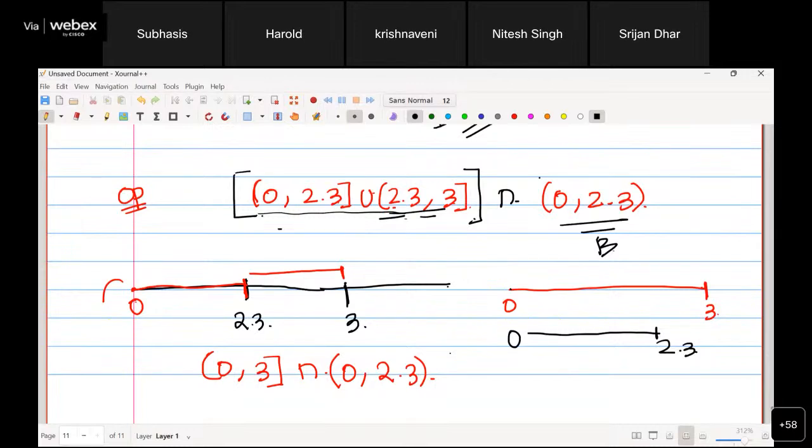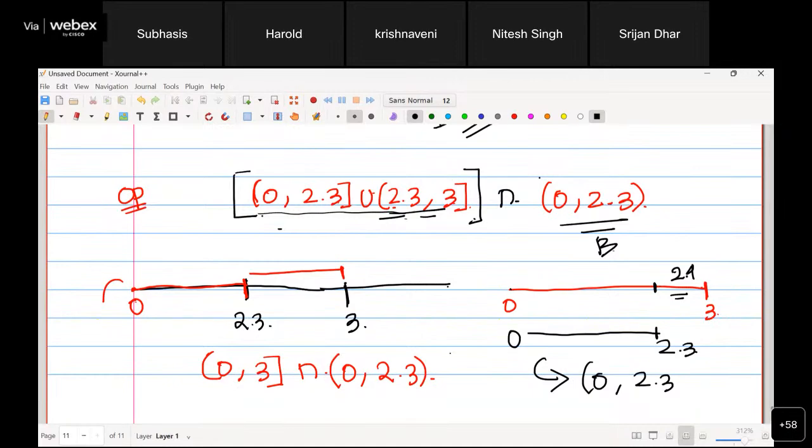What are the elements that are common to both the sets? 0 to 2.3. Because if I take an element from this set after 2.3, say 2.4, it is in this set but not in the other set, so it is not common to both. So the intersection is 0 to 2.3. What will be the bracket for 2.3?